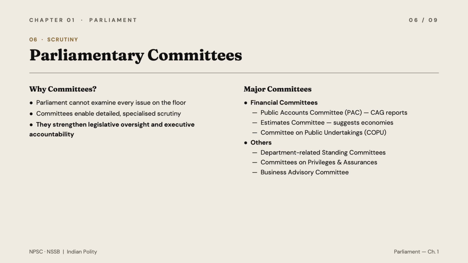So the Committee on Public Undertakings will only handle companies that are owned by the Indian government, by the state government, and for the central government, right? So these are the three differences of the financial committees. And others, we have department-related standing committees, committees on privileges and assurances, business advisory committee, and so forth. Okay.